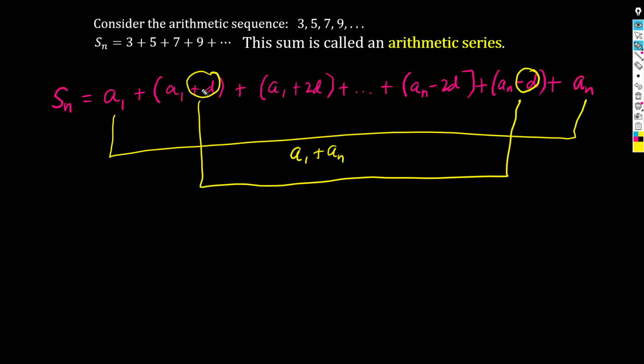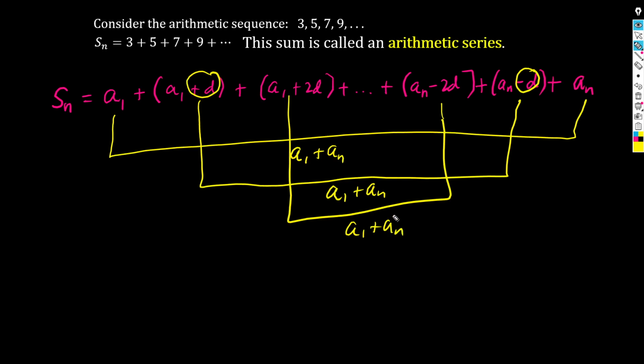So actually, second term and second to the last term, if I sum them up, I would also get a sub 1 plus a sub n. And note that it's the same for this particular pairing. A sub 1 plus 2d plus a sub n minus 2d. Magka-cancel out lang yung 2d at negative 2d. I will still get a sub 1 plus a sub n. Diba? Elegant. And we have those pairings.